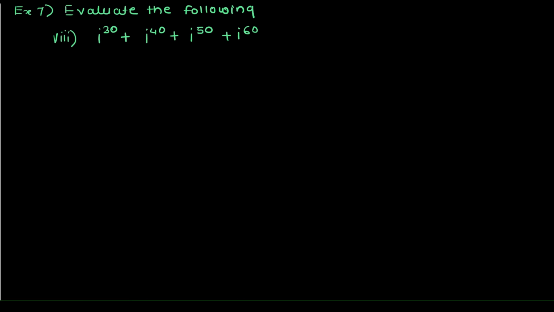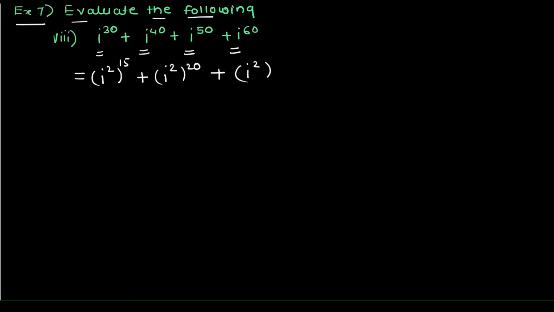Question number 7: evaluate the following, the simple one. Here i to the power 30 plus i to the power 40 plus i to the power 50 plus i to the power 60. I will express all those terms in the form of i squared, so that will be equal to i squared to the power 15, plus i to the power 40 will be i squared to the power 20, next plus i to the power 50, that means i squared to the power 25, and next plus i to the power 60, that is i squared to the power 30.